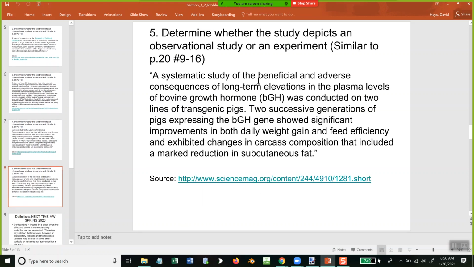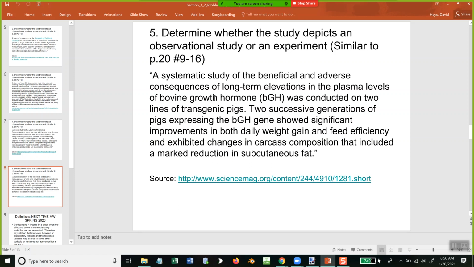A systematic study of the beneficial and adverse consequences of long-term elevations of plasma levels of bovine, if I'm saying that right, growth hormone, BGH, was conducted in 2 lines of transgenic pigs. 2 successive generations of pigs expressing the BGH gene showed significant improvements in both daily weight gain and feed efficiency, and exhibited changes in carcass composition, including a marked reduction in subcutaneous fat. Okay, bad.